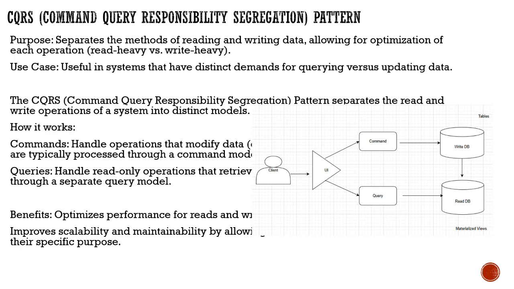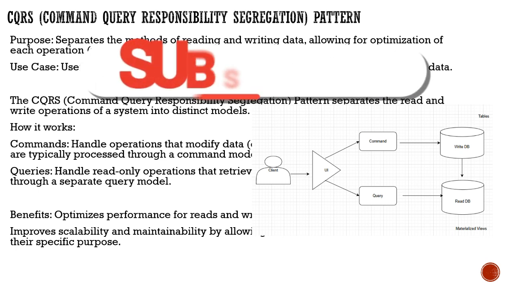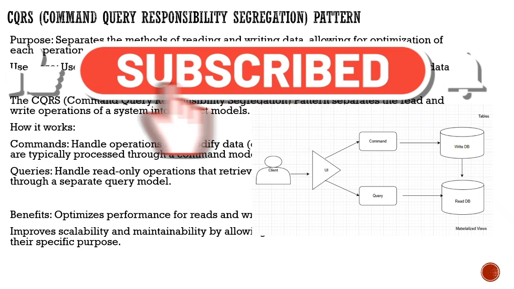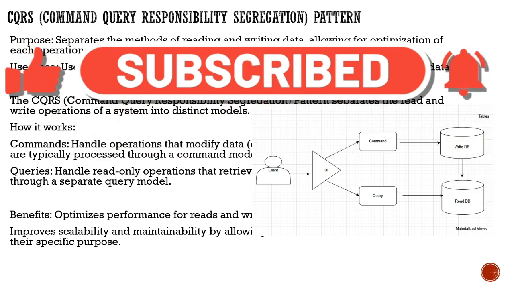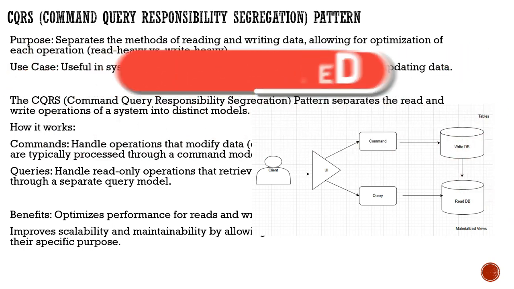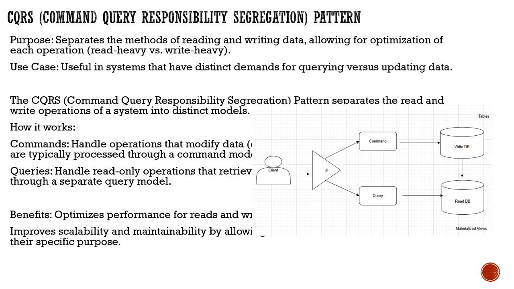Now, CQRS, command query responsibility segregation. Now what happens in this is that a separate method of reading and writing the data is used, which allows for optimization of each operation. So basically, there are heavy reads and also heavy writes, right? So it will be useful in a system that has distinct demands, where there is more querying or more updating happening, right? So it will segregate your load, and then it will segregate your system, basically.